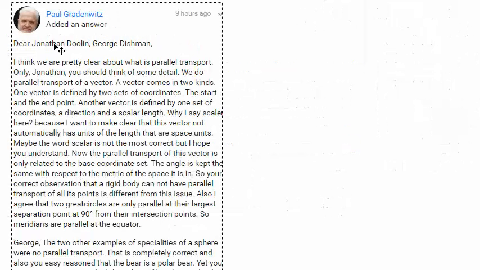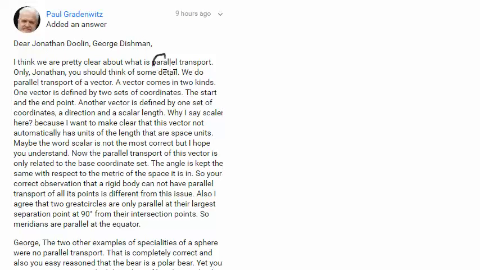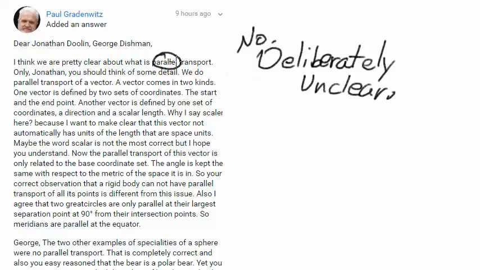Anyway, okay, Paul Gradenwitz says, I think we're pretty clear about what parallel transport is. I say, no. As soon as you call something parallel that is obviously not parallel, you're being deliberately unclear. So I should think in some detail. Of course, we do parallel transport of a vector. No, not around a sphere, you don't.